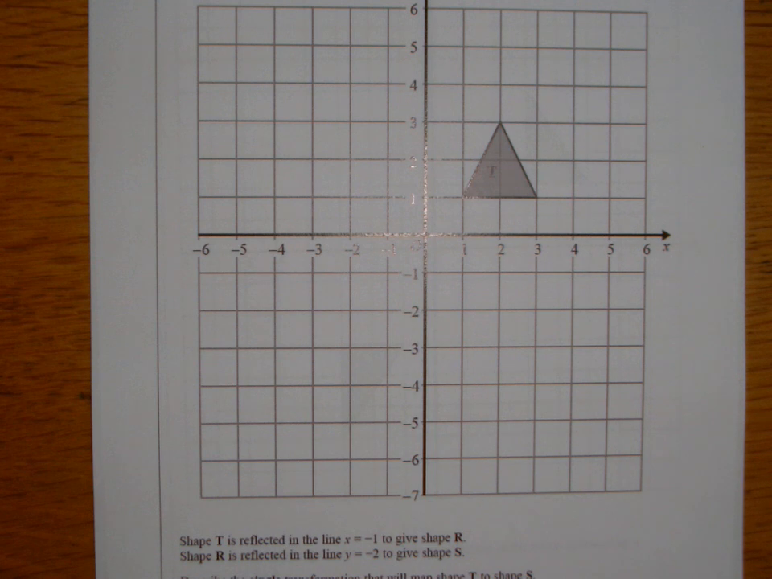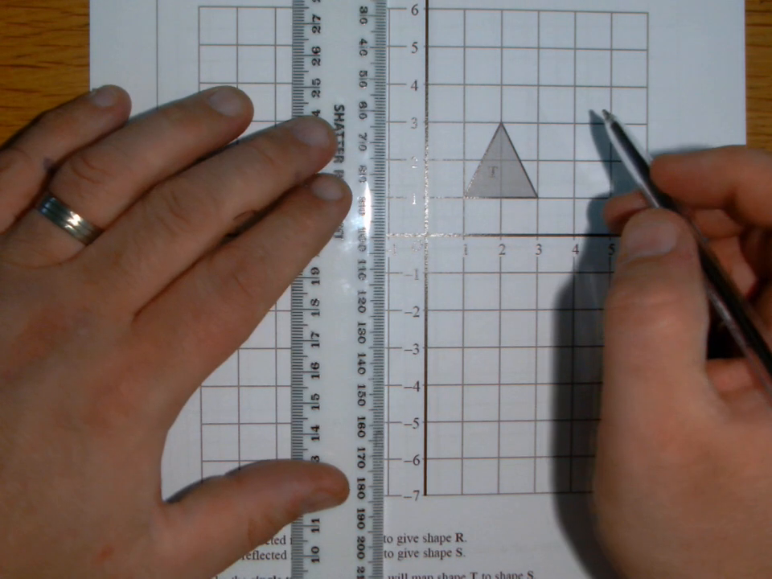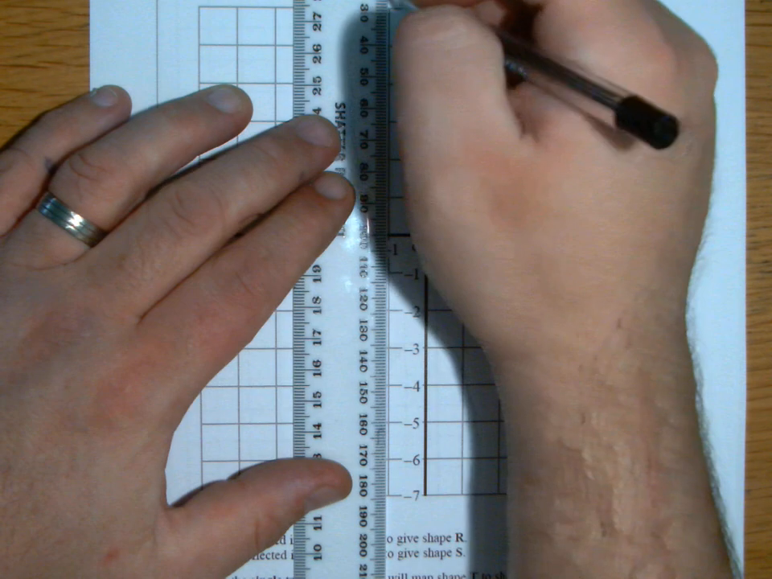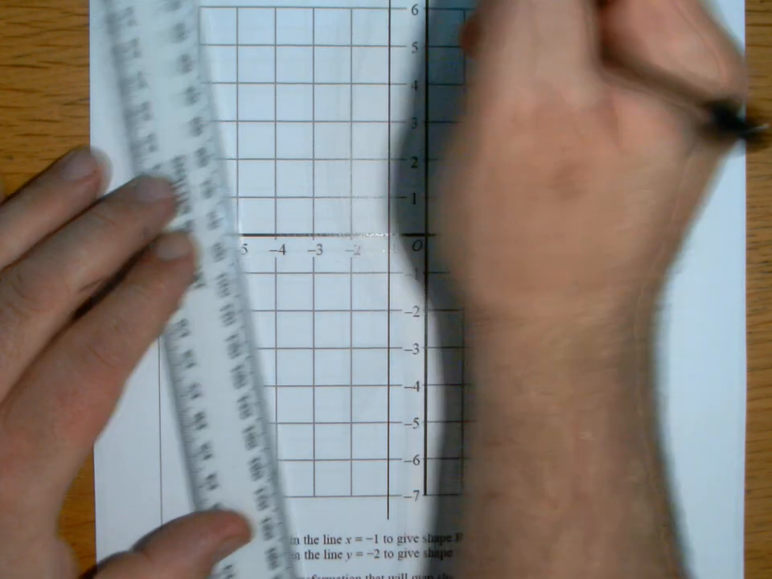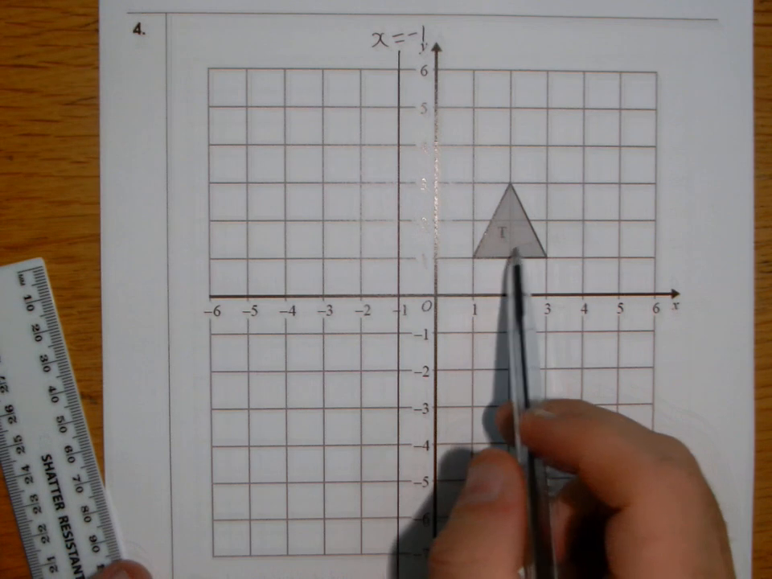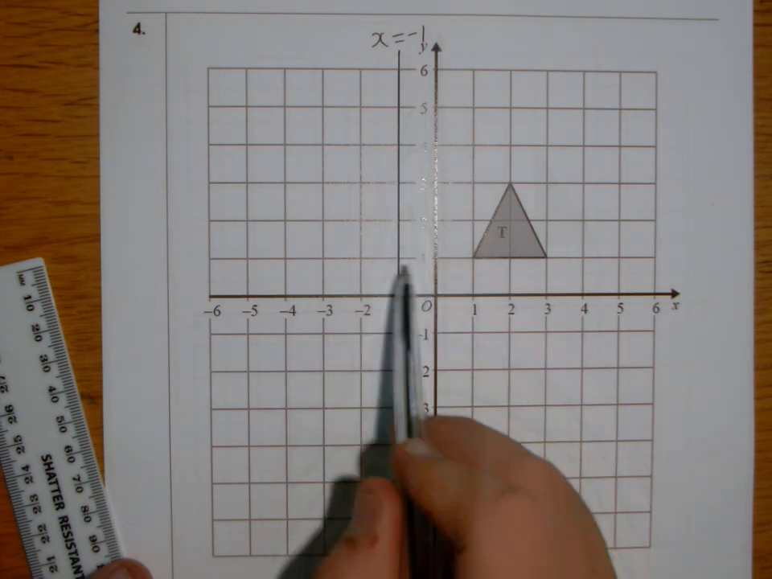Question 4, shape T is reflected in the line x equals -1. So -1 on the x-axis is here, so a line going through that, a vertical line, will be my x equals -1. So we're literally going to follow this process here, okay? We're going to literally reflect this shape now in that mirror line here.